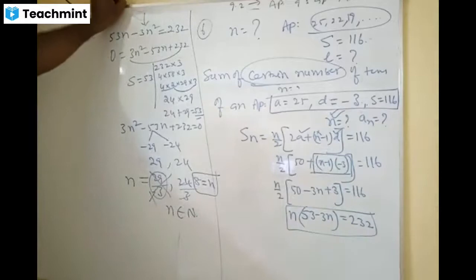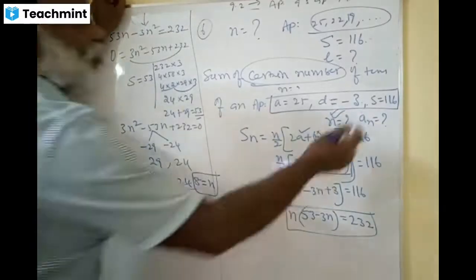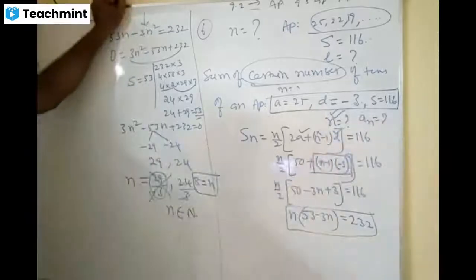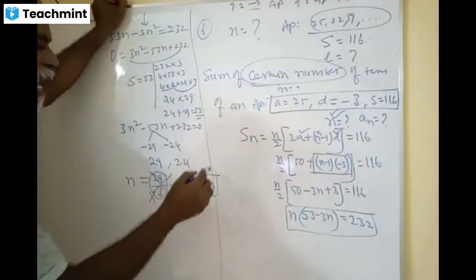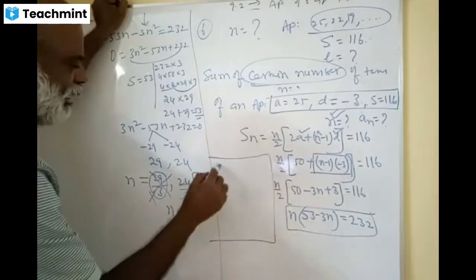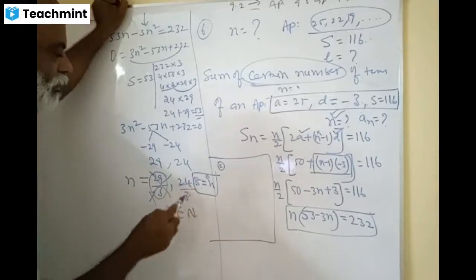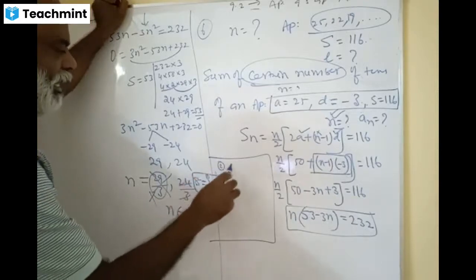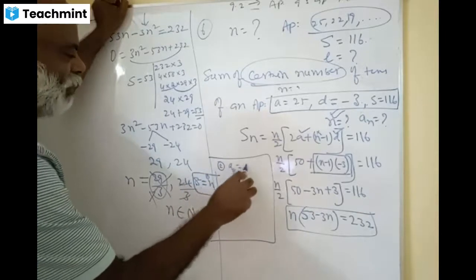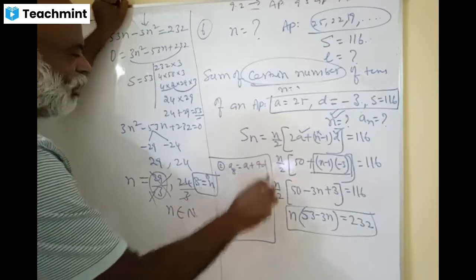Now apply the an formula, an equals a plus (n minus 1)d. We want n is 8 and a8. We want a8 for the second part. First part is done, my dear. Second part: a and a8. The a8 formula is a plus 7d. Do you agree? Yes.